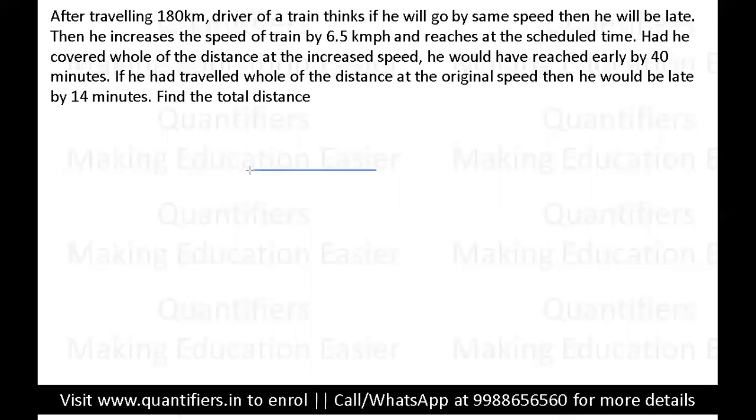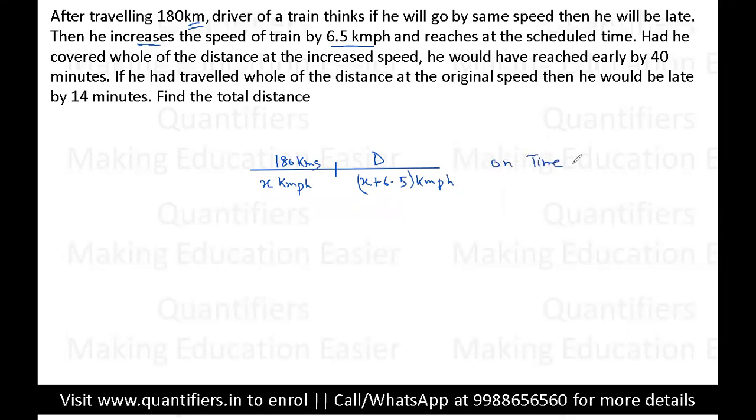See, the original condition is given. The original condition says that the driver travels 180 kilometers. Let's say I'm assuming the remaining distance to be D. Now 180 kilometers, he is traveling with a speed of, let's say, X kilometers per hour. And after 180 kilometers, he increases his speed by 6.5 kilometers per hour. So that means now speed becomes X plus 6.5 kilometers per hour. Now it is given that in this original case, he reaches on time.